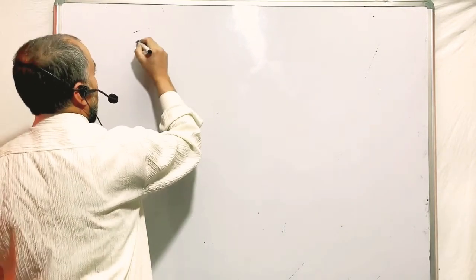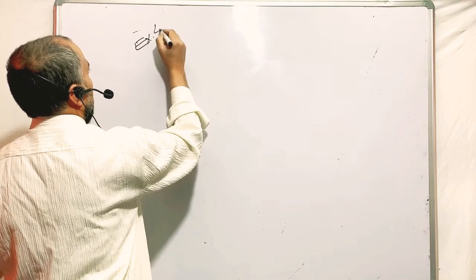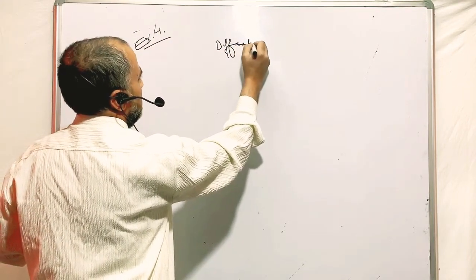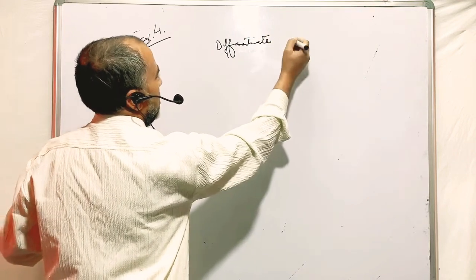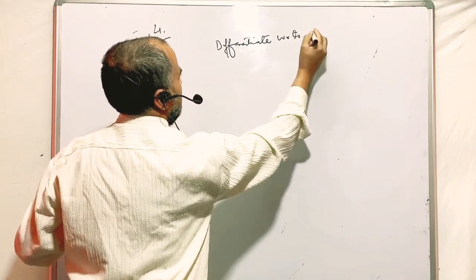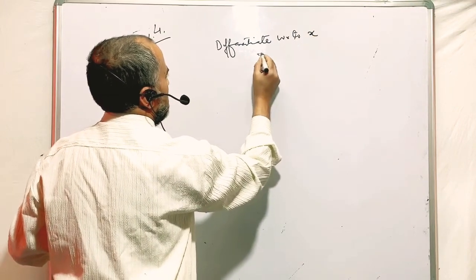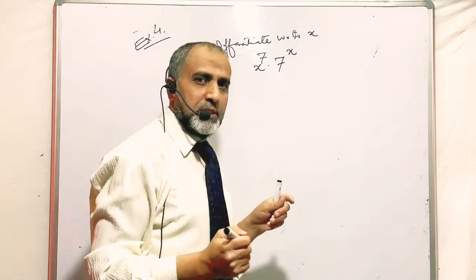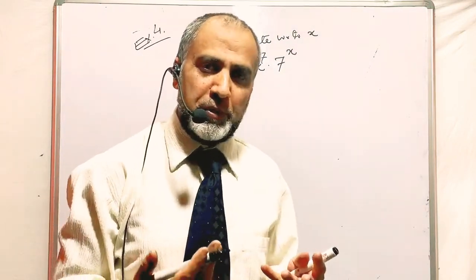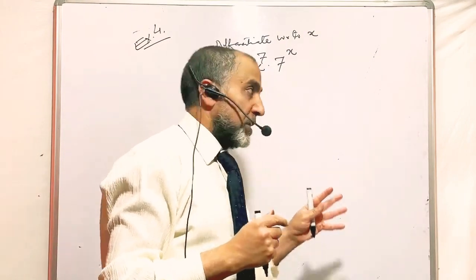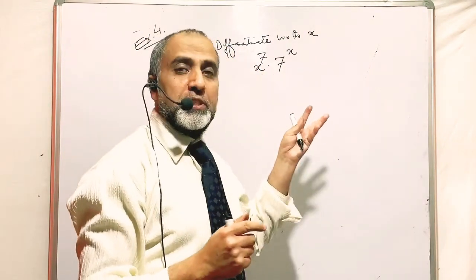Okay, write example number 4th. Differentiate with respect to x: x raised power 7 into 7 raised power x. This is also very interesting. We have got the product of two functions. One is algebraic. Another we can say is exponential.